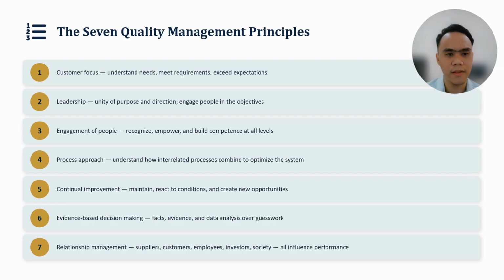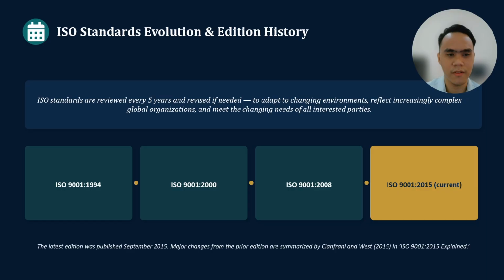Six is evidence-based decision making: facts, evidence, and data analysis provide better objectivity and confidence in decision making, rather than opinion or hierarchy alone. And seven, relationship management: all relevant interested parties influence performance, including suppliers, customers, providers, employees, investors, and society as a whole. The seventh principle is generally broad; it explicitly includes society as a whole, not just parties transacting within the organization.